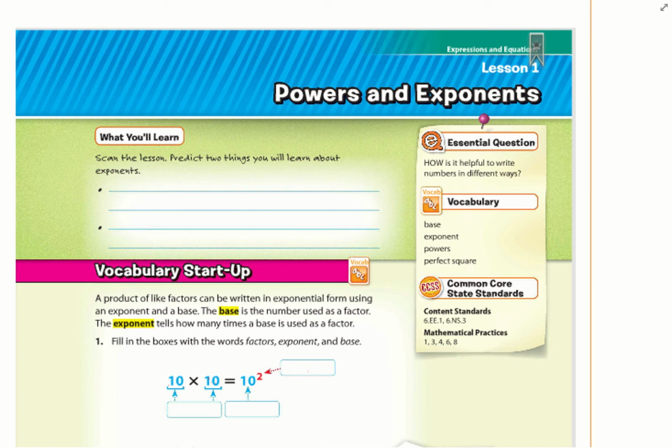Hello everyone, welcome to Chapter 6, Lesson 1. We're working with powers and exponents. So scan the lesson, predict two things that we will be discussing.